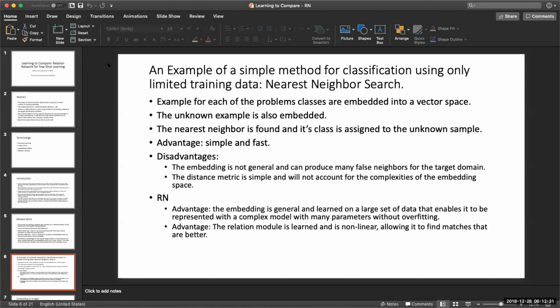So the relational network has advantages and disadvantages, and the big advantage is the embedding is general. It's learned on a large set of data, and that enables it to represent the data with a complex model that has many parameters and is less likely to be overfit. Another advantage is the relation module is learned in a nonlinear manner, allowing it to find matches that are better. So we'll talk in more detail about what I mean by an embedding and a relation module.